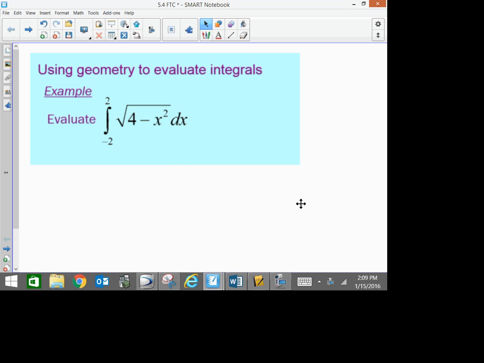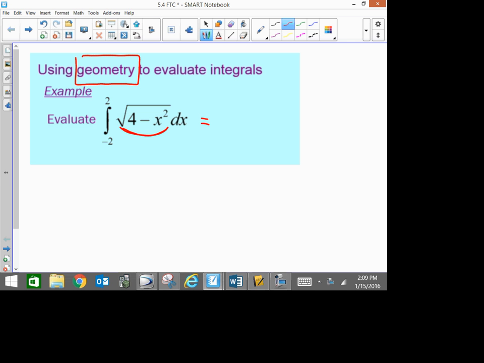All right, so this is the example off of the last 5-2. I just snipped it. When you look at that integration there, I don't think you have a clue what to do. It wouldn't be a basic one. So this is one where you'd have to say, okay, what does this look like graphed?